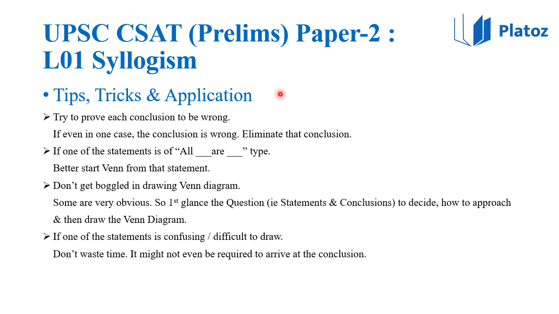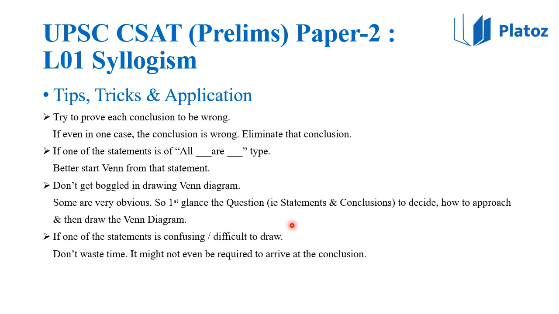So now let's look at some tips, tricks and their applications. So first tip is, try to prove each conclusion to be wrong. Even if in one case the conclusion is wrong, you eliminate that option. And if one statement is of the form all A are B, then it's better to start drawing the Venn diagram from that statement. And in general, don't get boggled in drawing Venn diagrams. Some questions are very obvious. So first glance at the question, that is the statements and conclusions, to decide how to approach and then draw the Venn diagram.